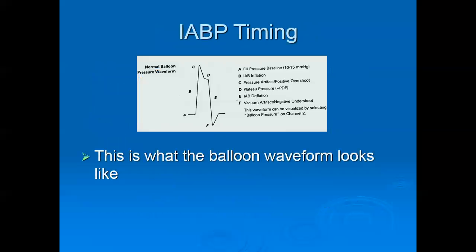This is what the balloon waveform looks like. See, A is your filling balloon baseline pressure. B is your inflation. C is your peak overshoot of the pressure. D is your plateau pressure, and then E is your deflation, and then F is your vacuum, where it sucks down and creates that vacuum on that undershoot.